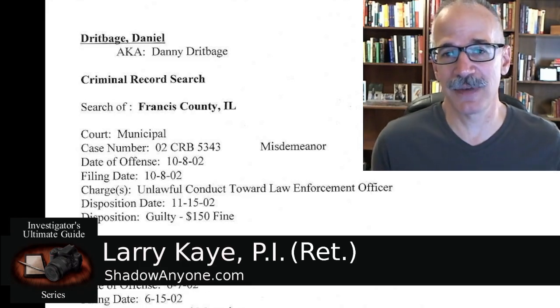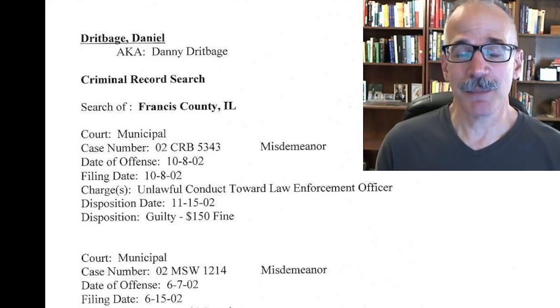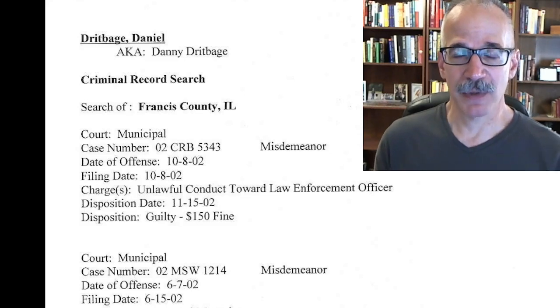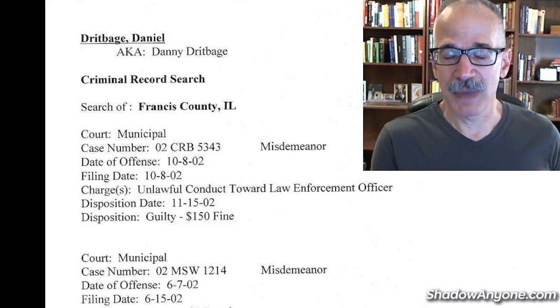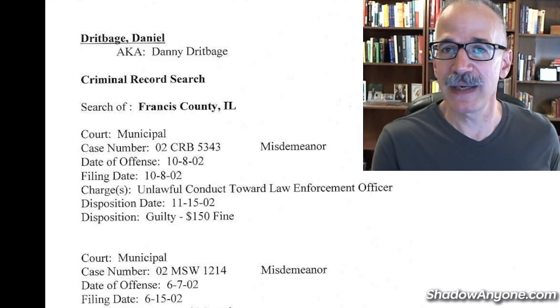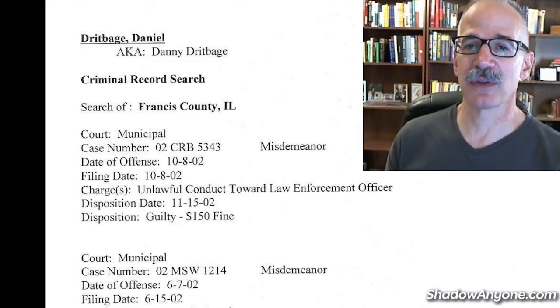I have here in front of both of us an example of what shows up when you do a criminal background check. An example for people who are interested. What might you get? What does this look like? Here's what it looks like.